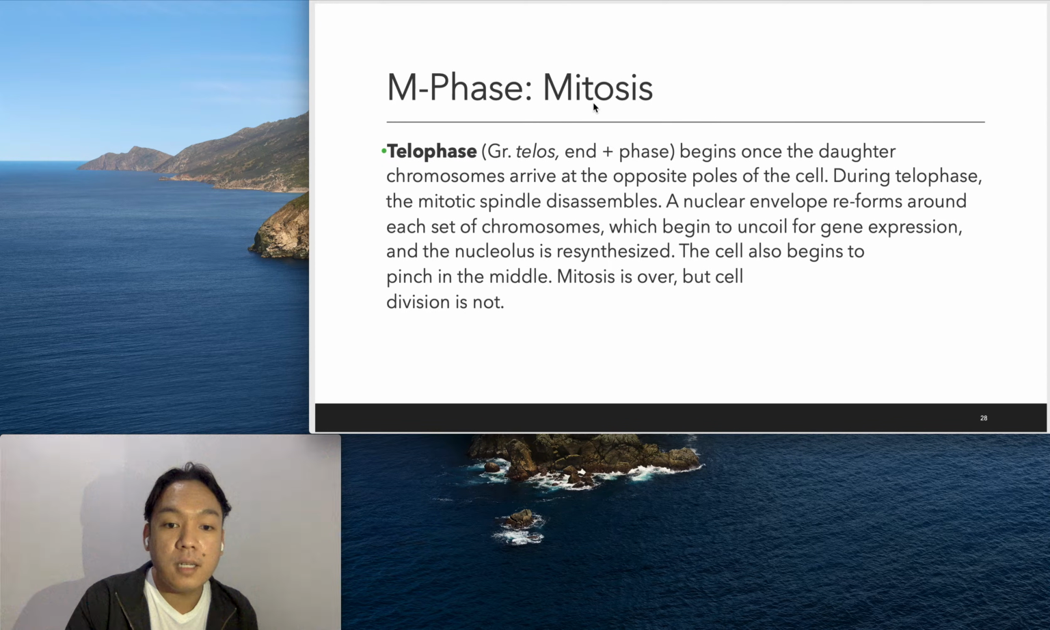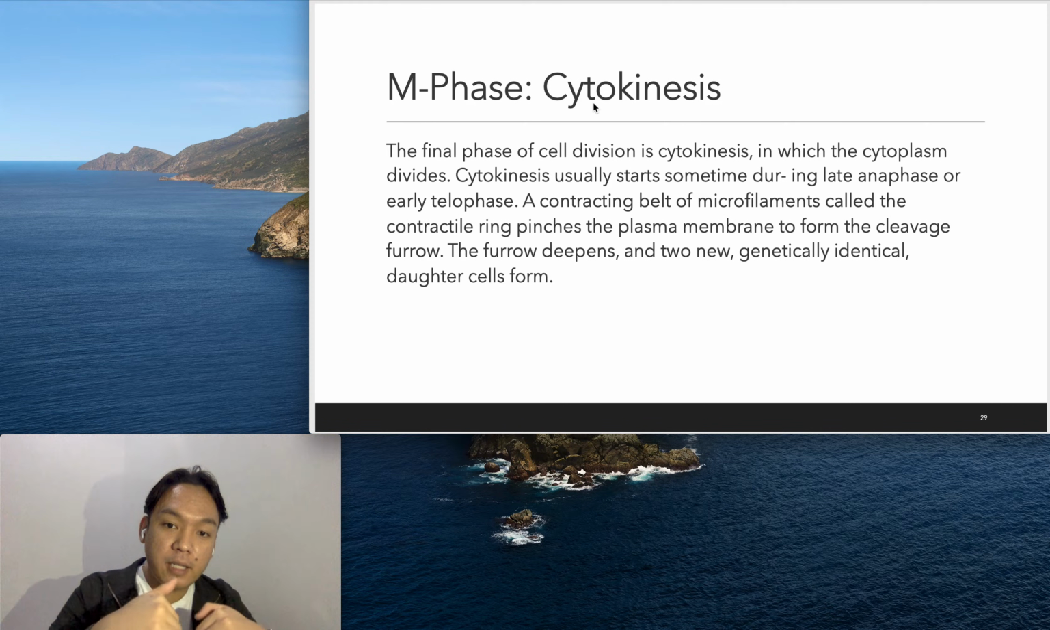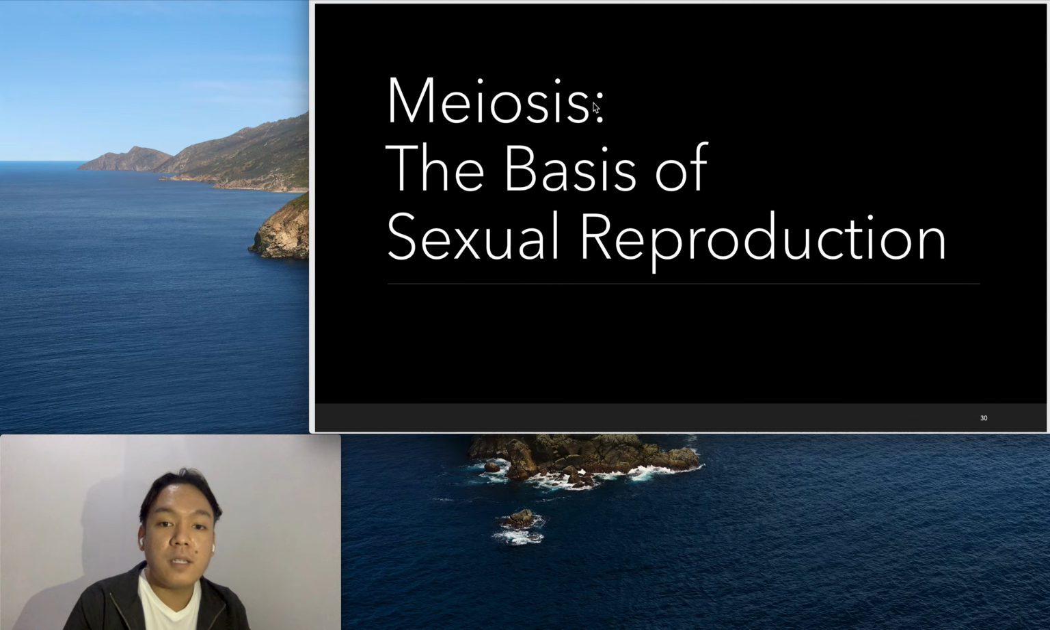In the telophase, mitosis is over, but cell division is not. Okay. So the telophase is the last phase of your mitosis, where the mitotic spindle disassembles. So that is a preparation for another type of cell division, another round of cell division. And lastly, the cytokinesis. The furrow will deepen. It will be creating a cleavage until it loses the two daughter cells. So what about meiosis?